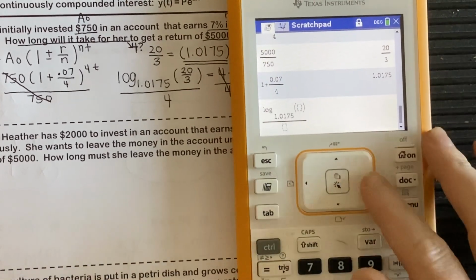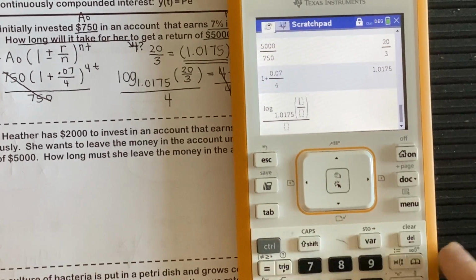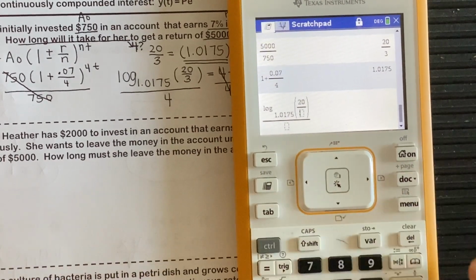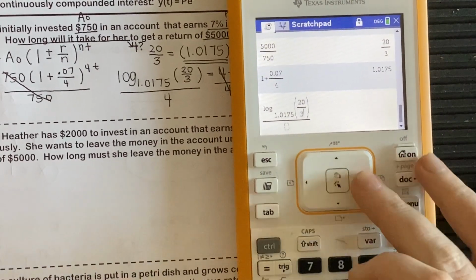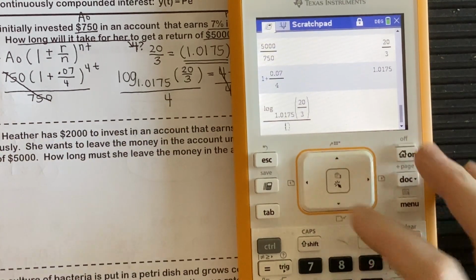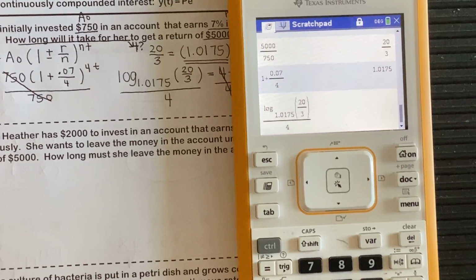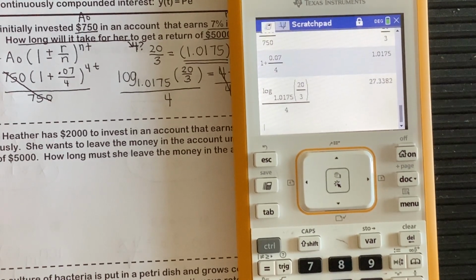So our base is 1.0175. And then this is control divide again, 20 over 3. All right. So that is everything I had right here. All of that is divided by 4. Then let the calculator do all the work. Enter. It's going to be about 27.3 years.